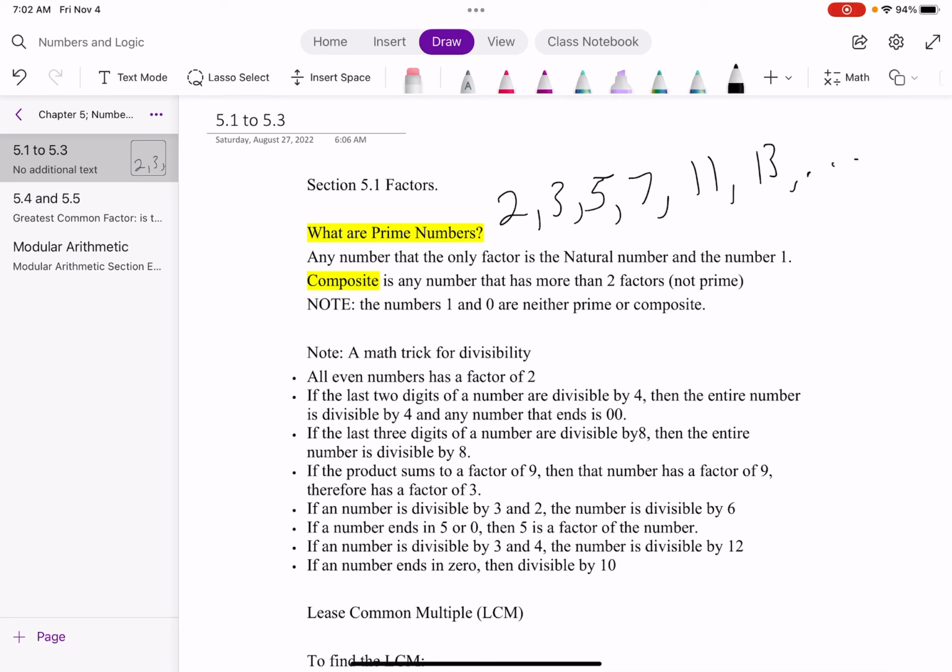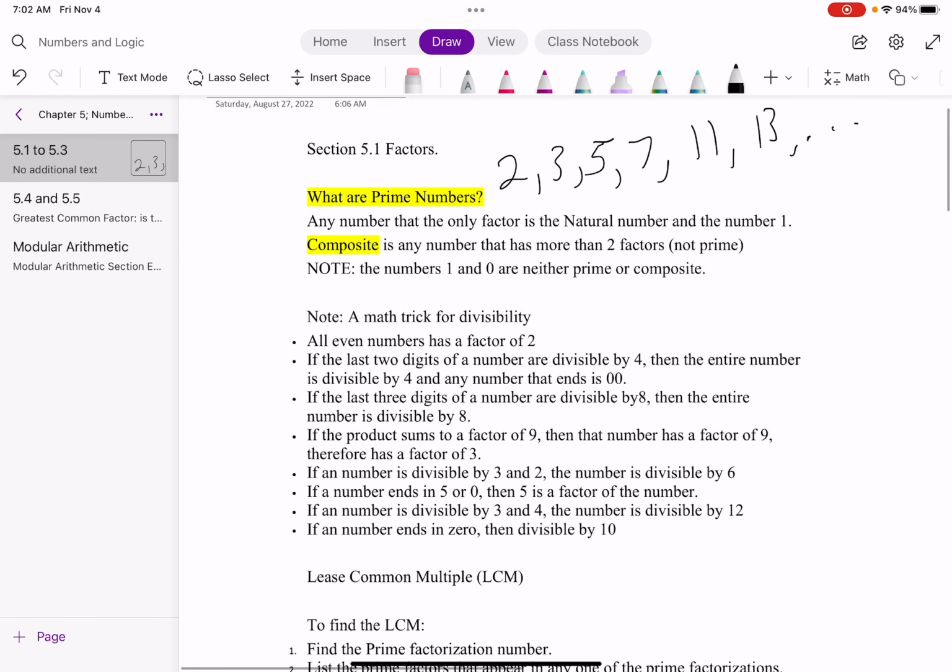So some ways to check for divisibility, to figure out what numbers can go into other numbers to see if they are prime or composite. So we just said all even numbers have a factor of 2. 4 can go into anything when the last 2 digits it can go into.